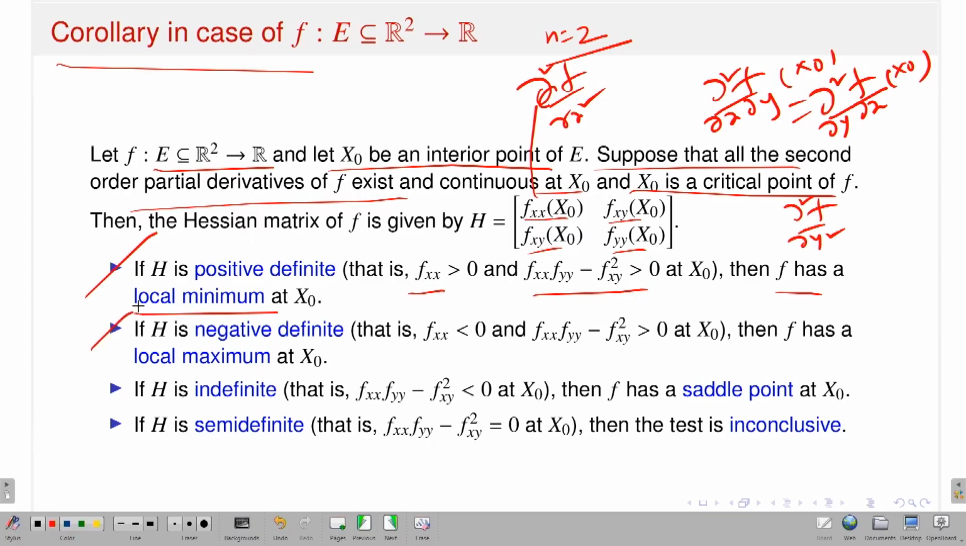If H is negative definite, that means the determinant should be positive at the point x naught, and the corresponding 1 1 element, del 2f del x square at the point x naught, is negative, then f has a local maximum. H is indefinite means the corresponding determinant at the point x naught is strictly negative, then f has a saddle point at the point x naught. And if H is semi definite, that means the determinant is exactly equal to 0 at the point x naught, then the test is inconclusive. So, that is very nice.